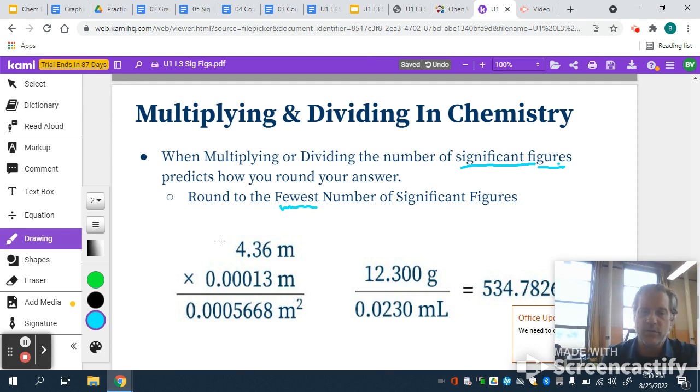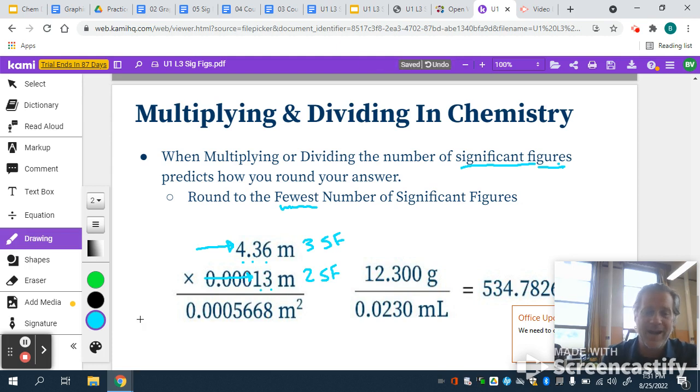So if I look at the first one here, it's got a decimal, so I'm going to draw a line coming in. And this has 1, 2, 3. So this 4.36 has 3 sig figs. There's a decimal, so I'm going to draw a line straight through to that first non-zero digit. So this one has 2 sig figs.